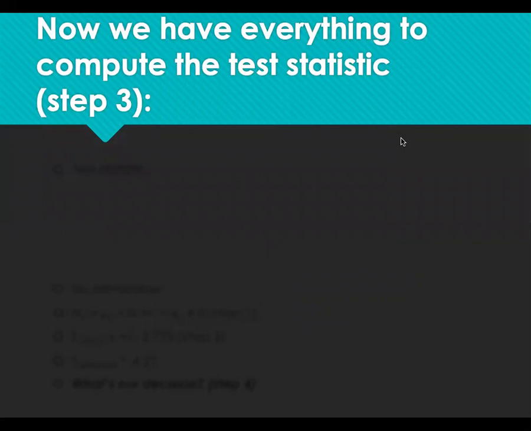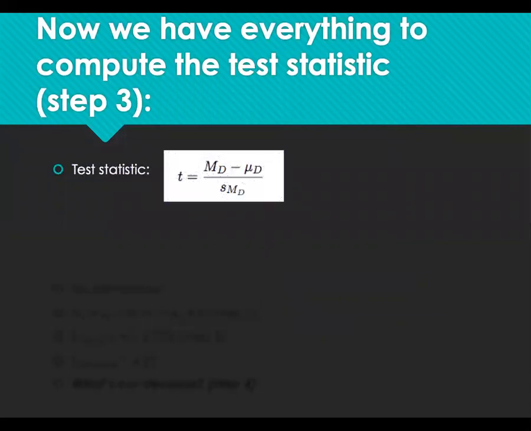Now we have everything that we need to compute the test statistic, to calculate T, or T obtained. And so here is the formula for T in a paired samples or repeated measures research design.